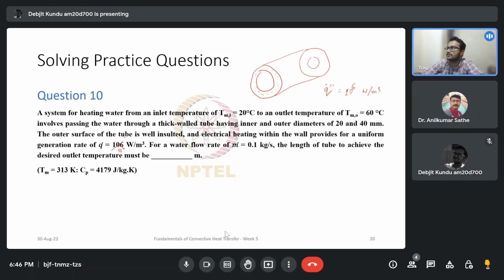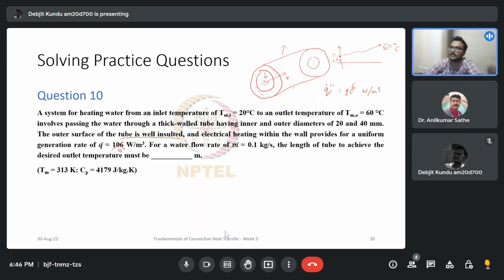What else is said? That the outer surface of the tube is well insulated. So there is no heat flowing this way since it's insulated. So whatever heat is getting generated here, it's flowing inwards into the flowing fluid. If this is the direction x, the temperature of the fluid at the inlet is 20 degrees Celsius, and I don't care whatever the profile is inside. At the outlet it's 60 degrees Celsius.